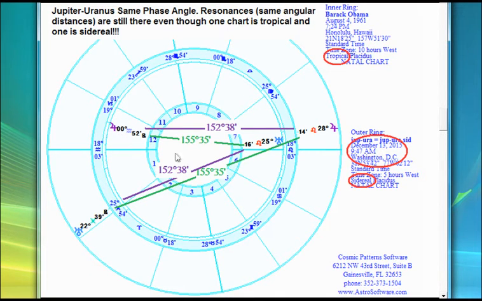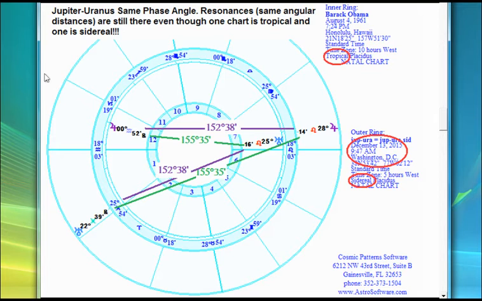The natal Jupiter is still 0 Aquarius. The natal Uranus is still 25 Leo. But I made the transiting sidereal, and I've circled it here. Sidereal, the outer ring, is the transit, same date and time. But it's sidereal, natal is tropical. So I've written up here at the top, Jupiter-Uranus, same phase angle.